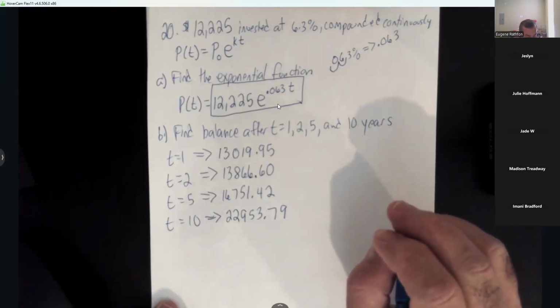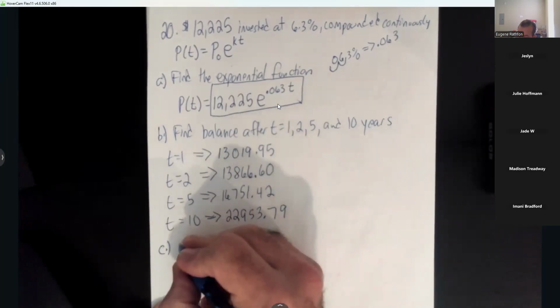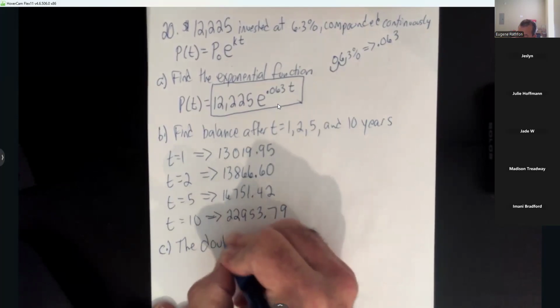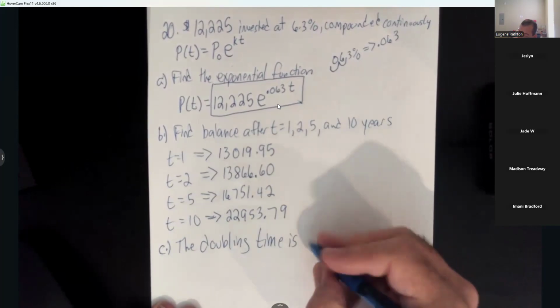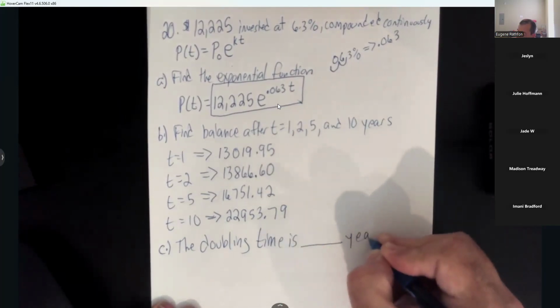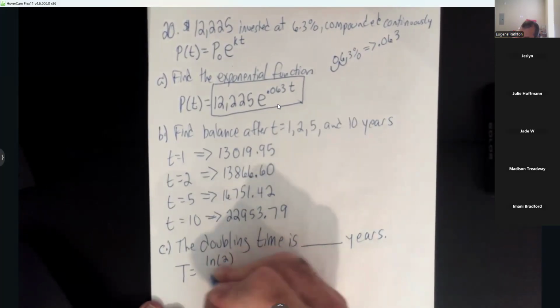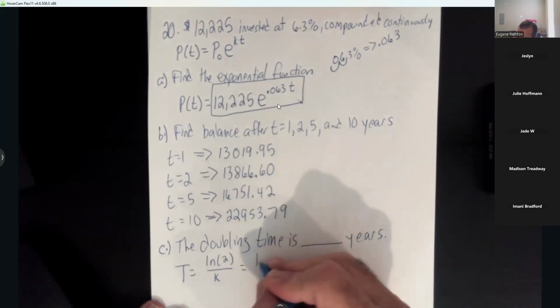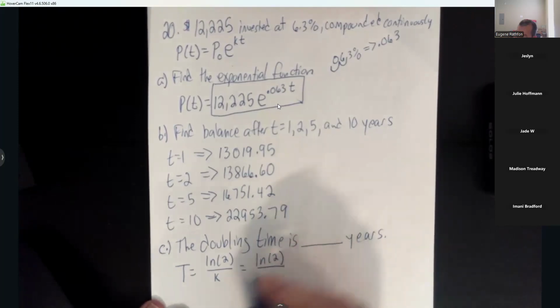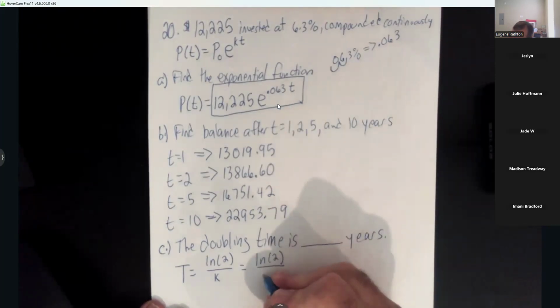All righty, now what was C? C wants the doubling time. The doubling time is blank years. All right, so doubling time was where I said the capital T equals the ln of 2 divided by your k. So that's going to be the ln of 2 over our k up here, which was 0.063.